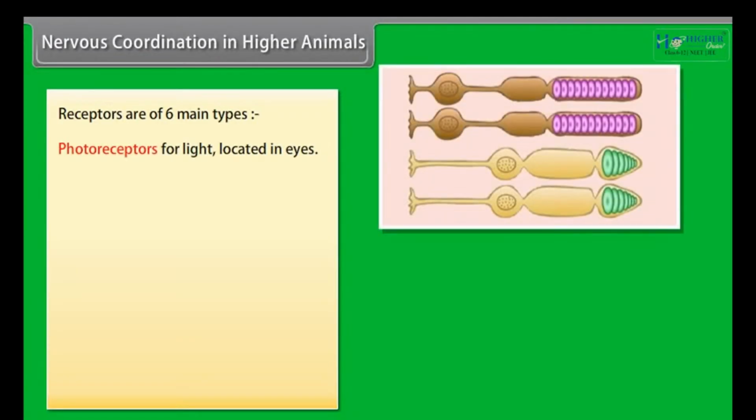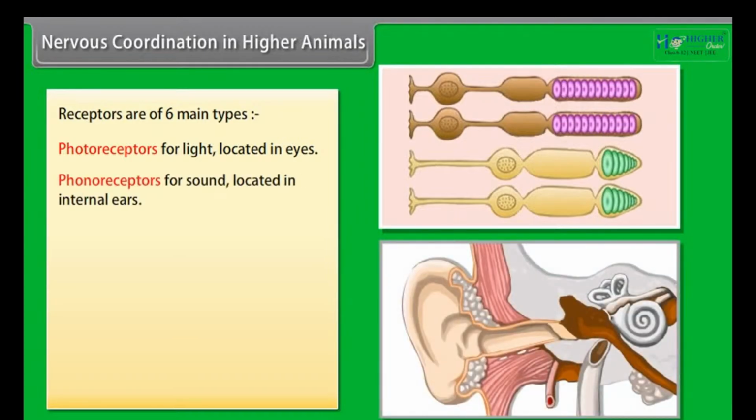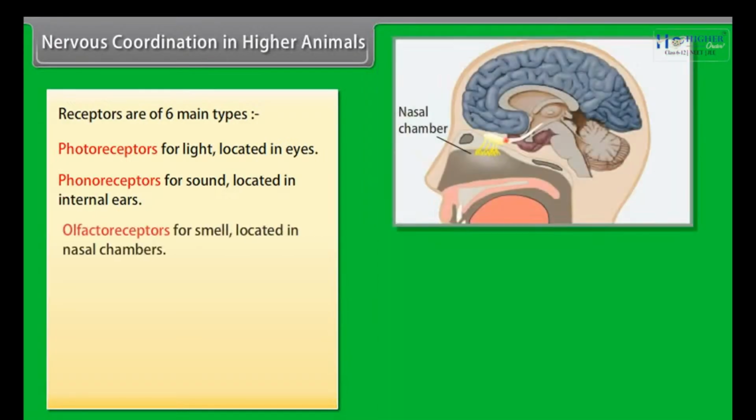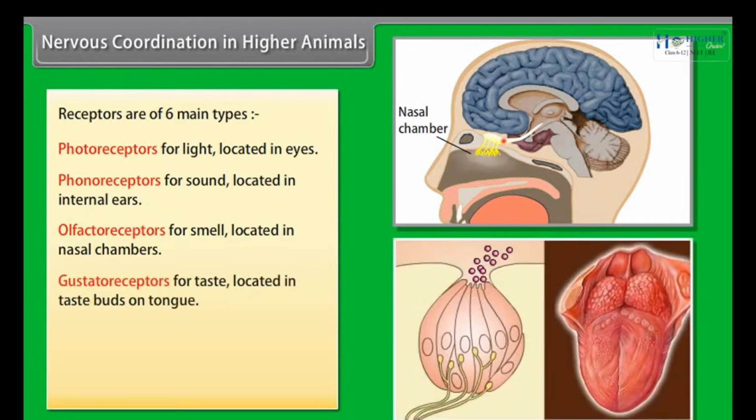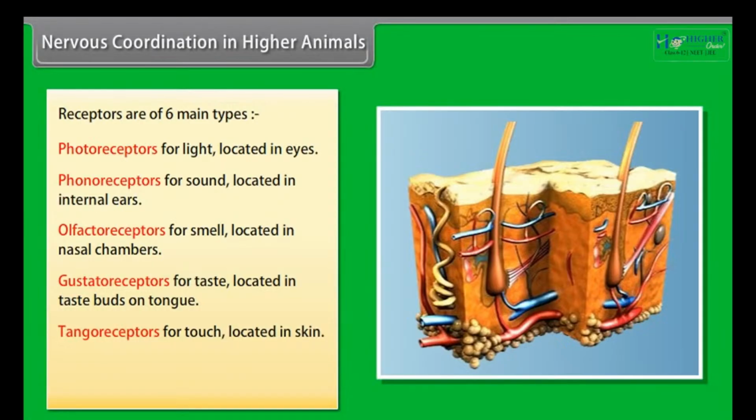Photoreceptors for light located in eyes. Phonoreceptors for sound located in internal ears. Olfactoreceptors for smell located in nasal chambers. Gustatoreceptors for taste located in taste buds on tongue. Tangoreceptors for touch located in skin. Thermoreceptors for changes in temperature located in skin.